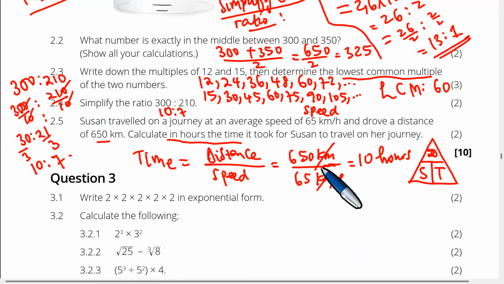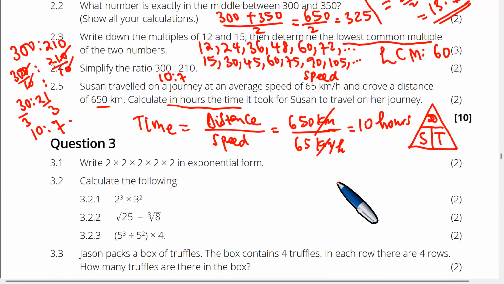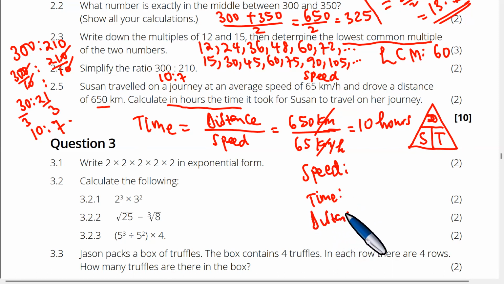Now, I want us to practice this because it's very important. In high school, grade 8, you will meet a lot of these. Even in grade 10, you'll meet a lot of these. Now, I want you to give the formula for speed, the formula for time, and the formula for distance from the triangle.